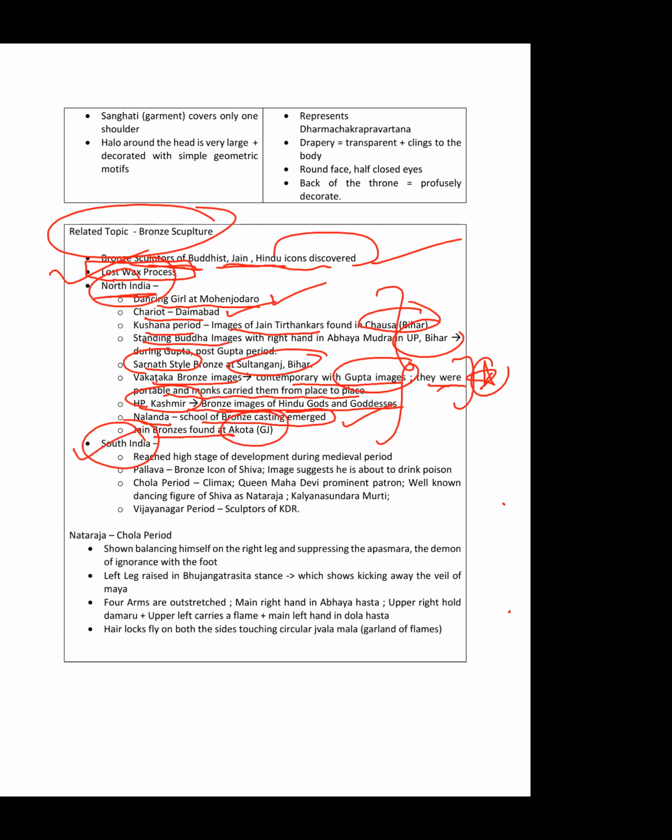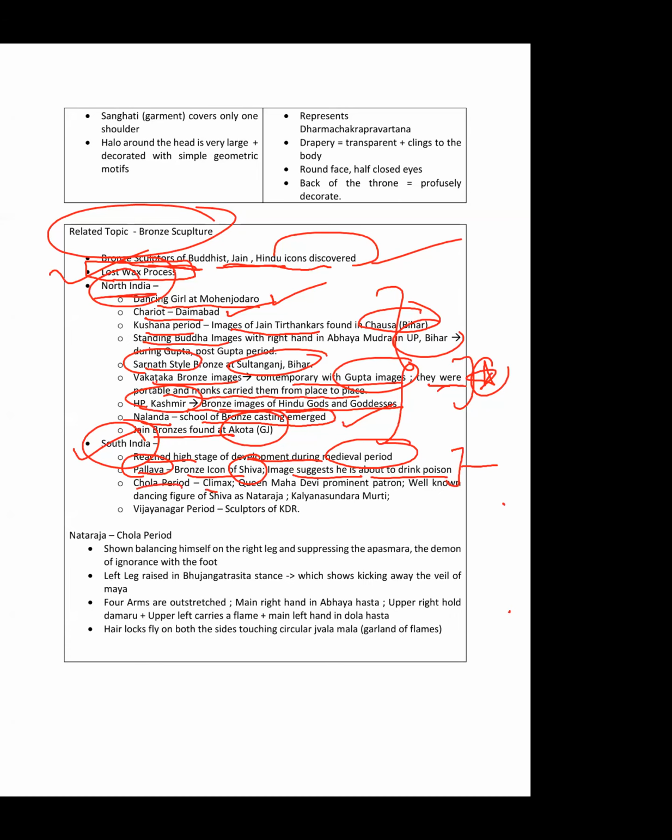Important thing, South India reached a high stage of development during the medieval period. The Pallava period was known for the bronze icon of Shiva. The image suggests that he's about to drink poison, right? So we know one point which is related to Pallava. That is more than enough.